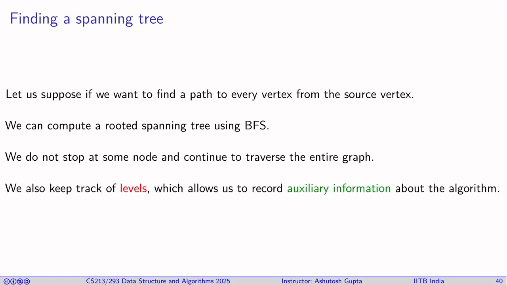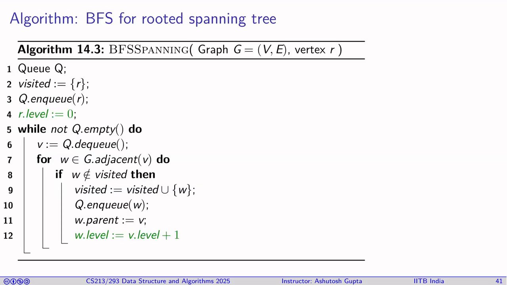In this traversal, we also keep track of levels, and we assign every node a level whenever it is encountered. This is some additional information we collect, and later when we are about to prove some theorems about our algorithm, we need this auxiliary information. So here is the modified algorithm.